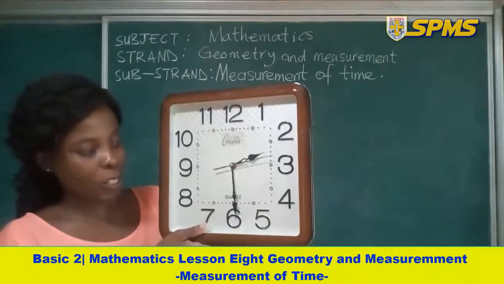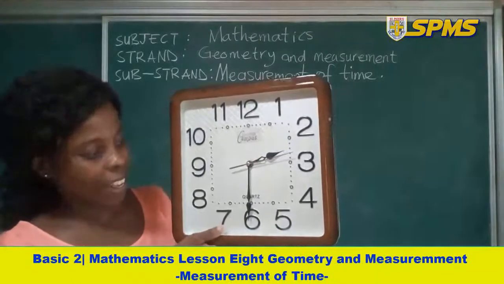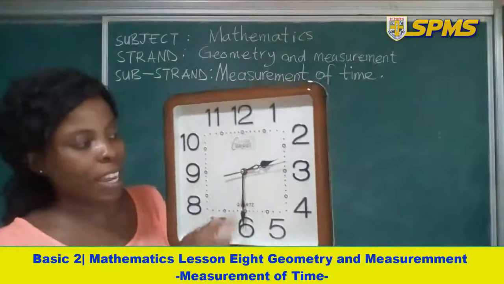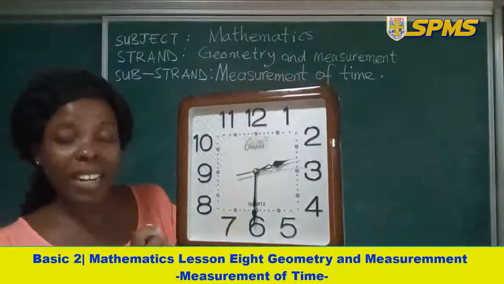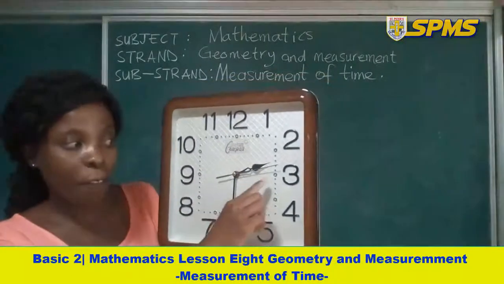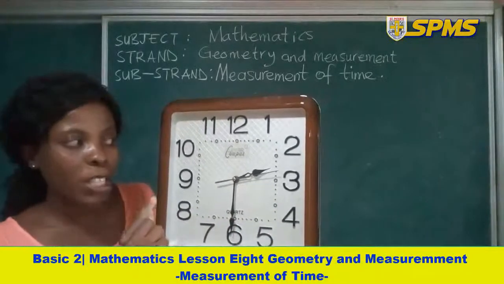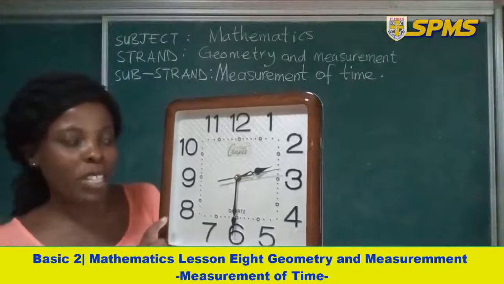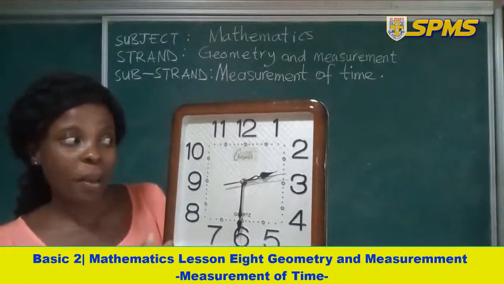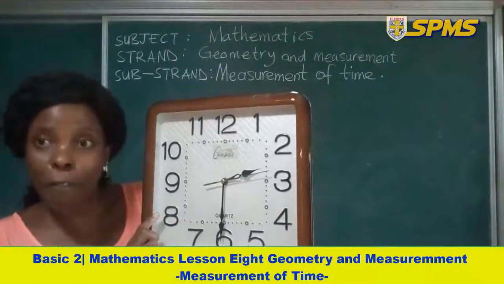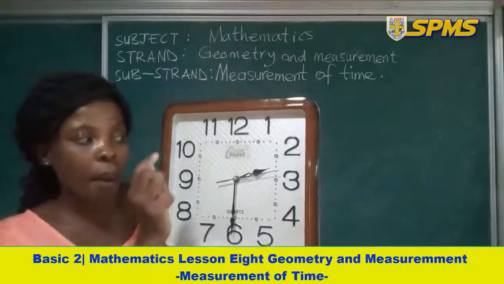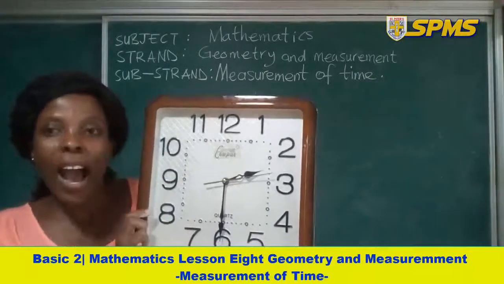It's gradually moving to the 6. So from 3 to 6 is another quarter. Another 15 minutes has gone by. But how do you say this? You don't say a quarter, but it's half, because quarter plus quarter will give you half.